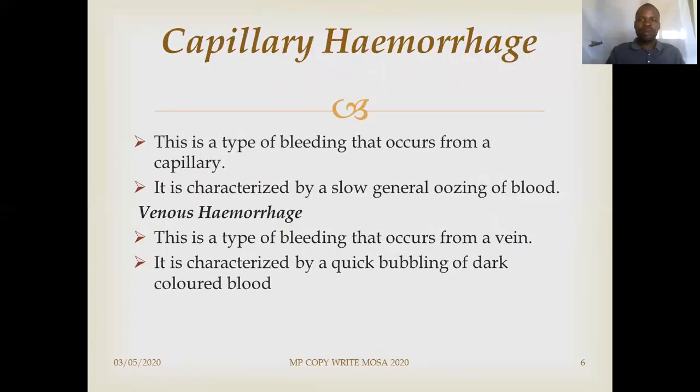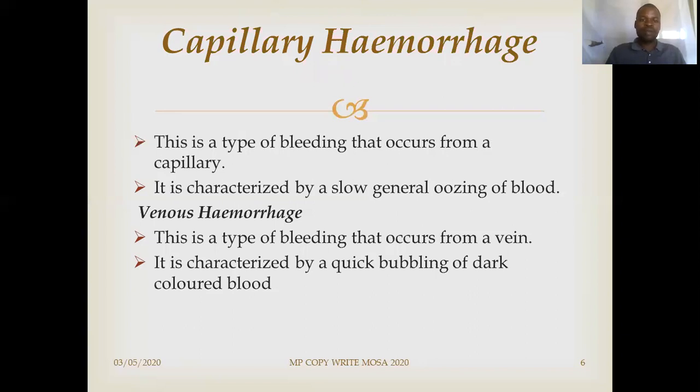Let us look at capillary hemorrhage. This is the type of bleeding that occurs from a capillary. Any bleeding that is coming from a capillary, we may classify as capillary hemorrhage. It is characterized by a slow general oozing of blood. Physiologically, when a capillary is bleeding, there is slow moving of blood because of the low blood pressure found there.